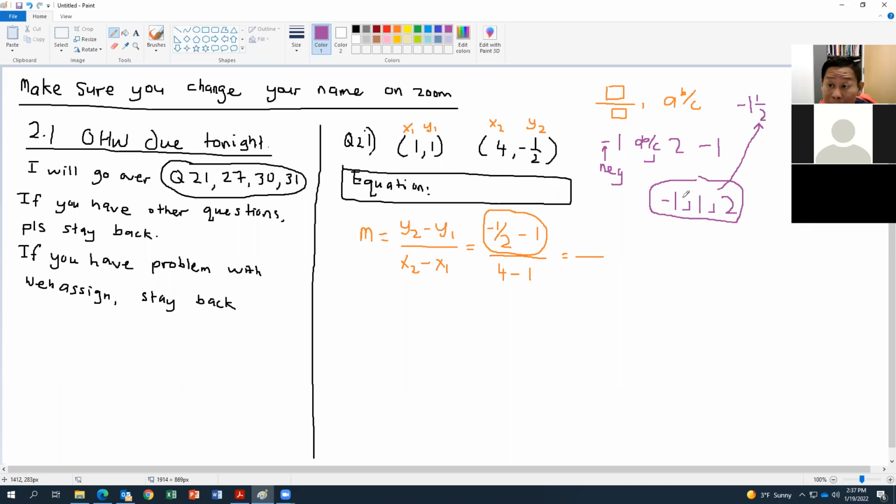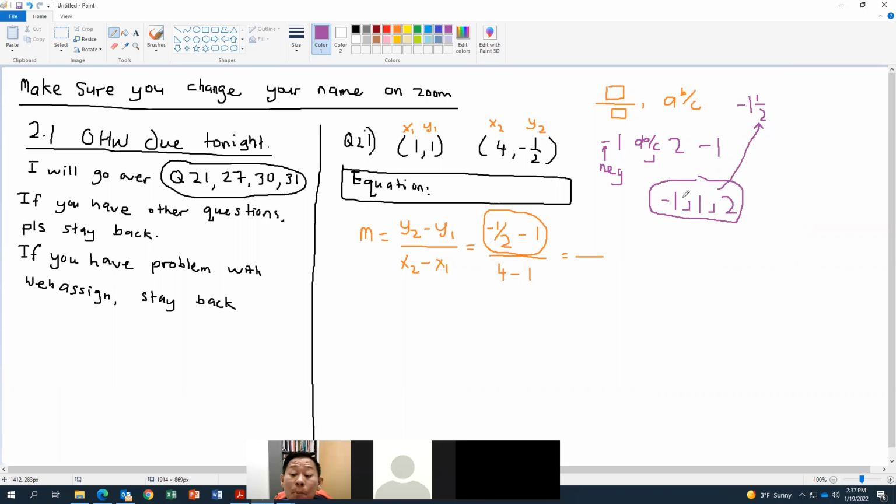But if you want to make it back to become an improper fraction, meaning something over something, you just hit second shift ABC. Those who have an ABC symbol, you just hit second shift. The shift symbol is usually on the top left corner. You will get -3/2. Okay, so this is how we use calculators to do fractions.